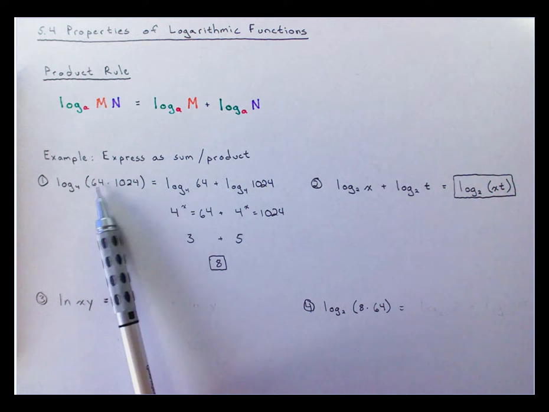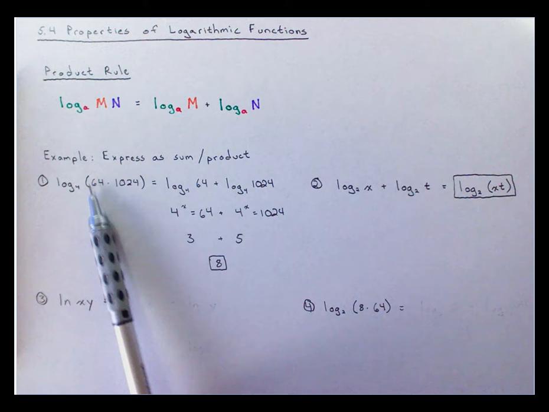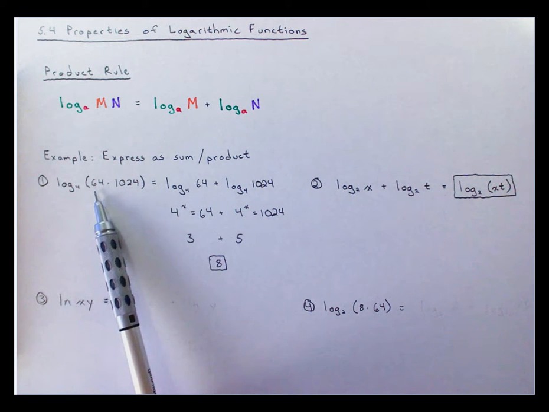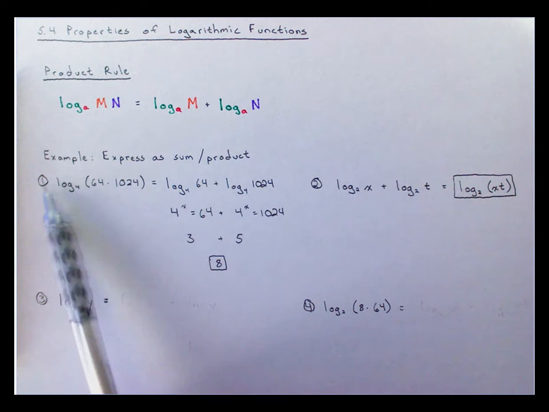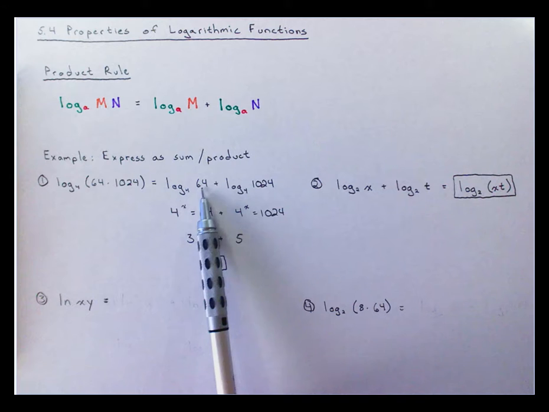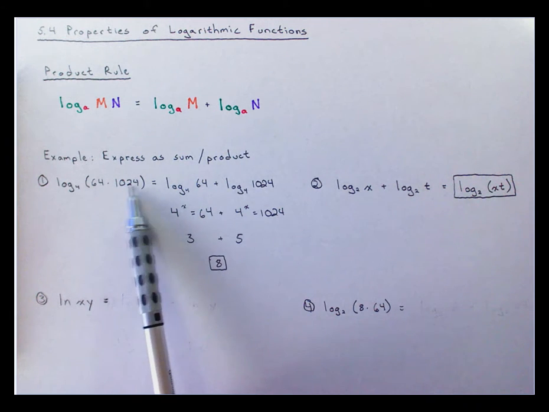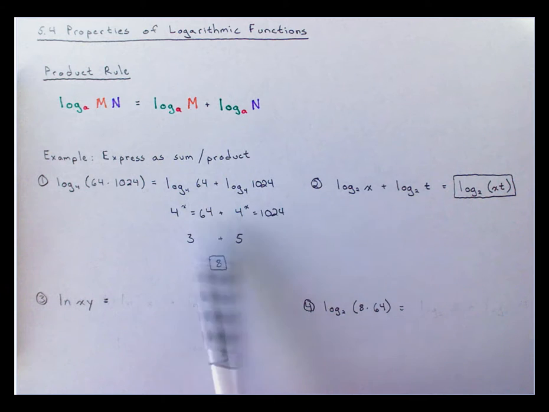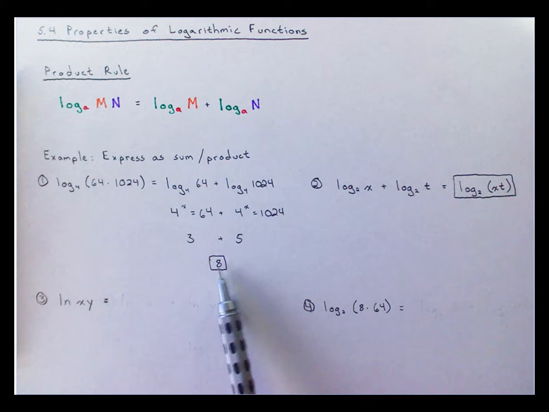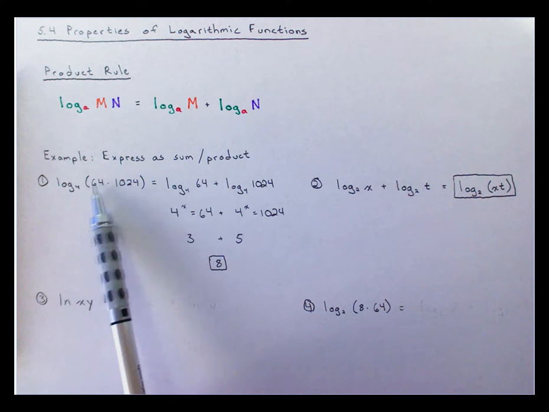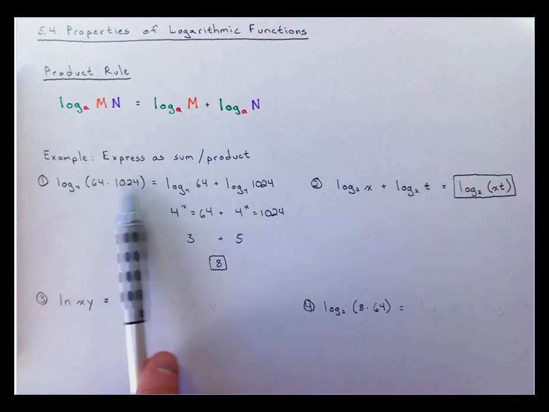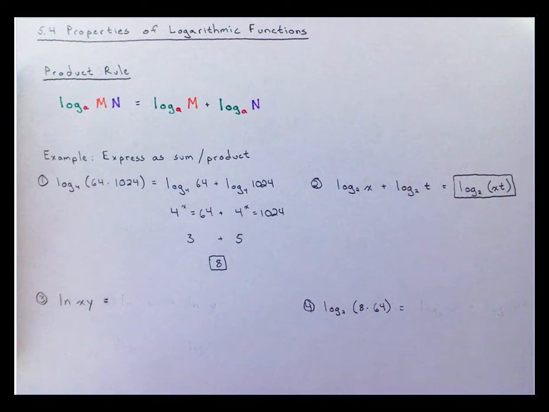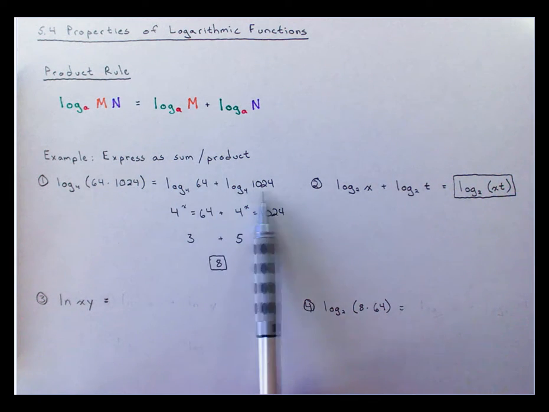The first one is giving us a multiplication problem inside. So I'm going to rewrite that as a sum. I have log base 4 of 64 plus log base 4 of 1024. And then you can convert it and solve the value as 8. And if you were to multiply these two together and then find log base 4 of this product, the value would be 8. But most often what you're doing is you're just simply writing this.